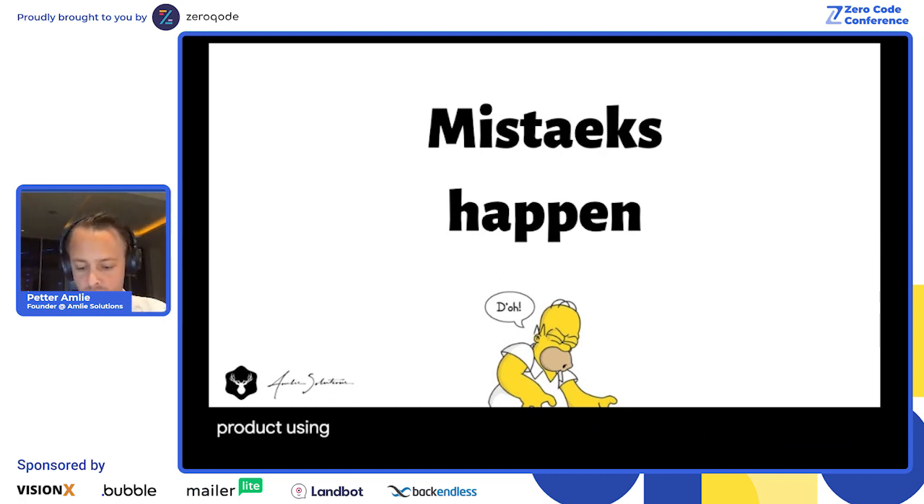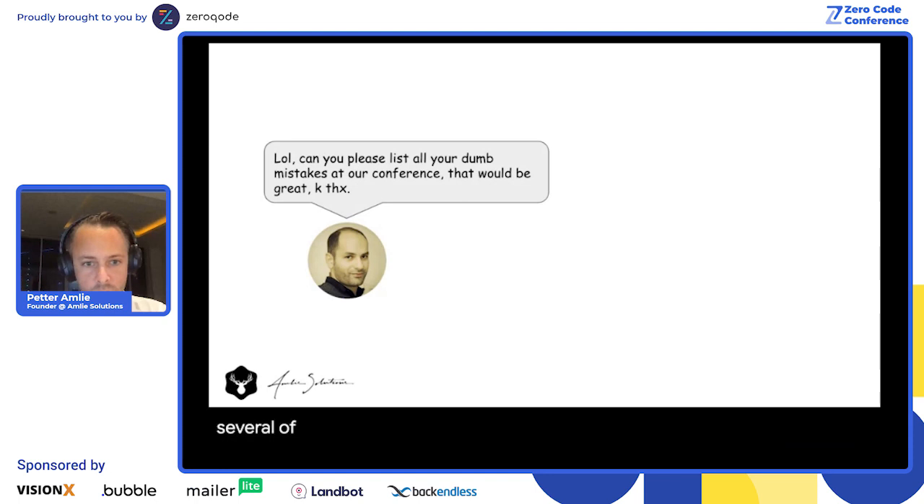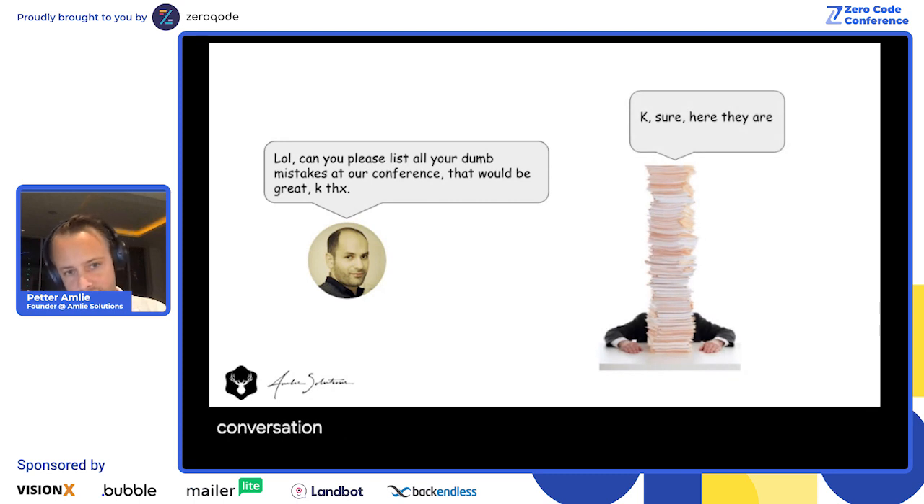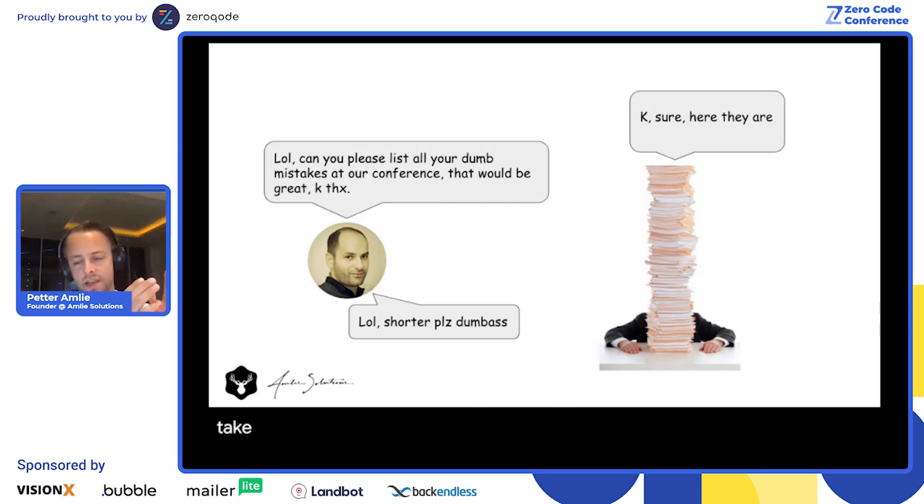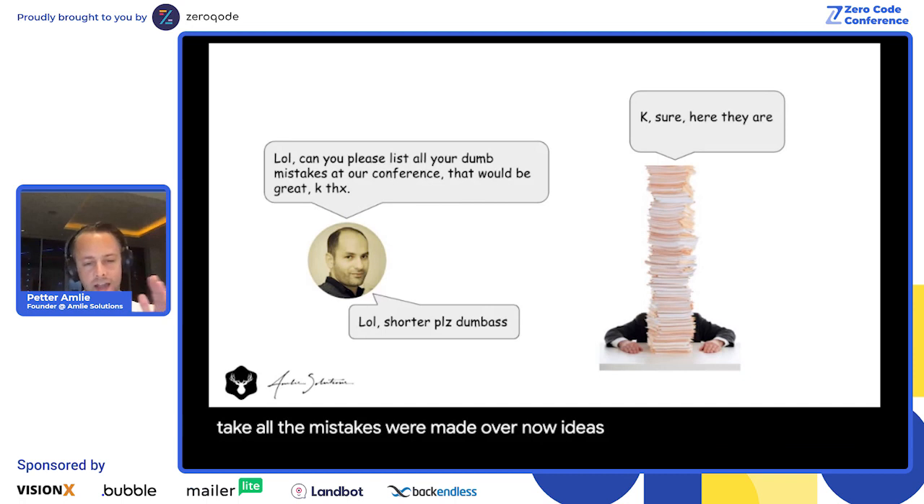And this all started out with a good friend of mine, whom I talked to a few weeks back. Several of you will know him. He asked me if I wanted to speak at this conference, and the conversation went something like this. And it made me think, how can I take all the mistakes that I've made over now 5 years and compress them into a 20-minute talk?